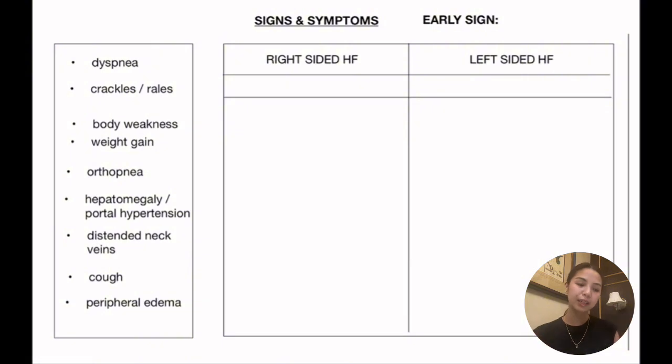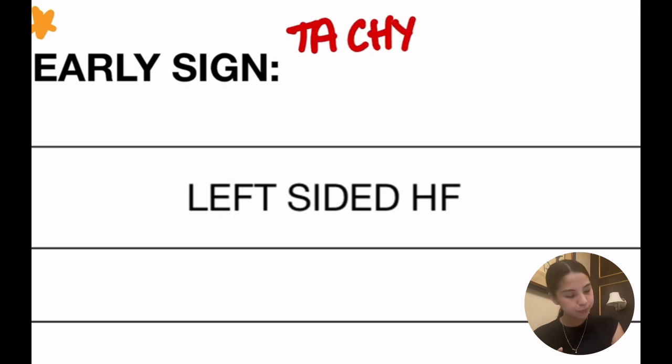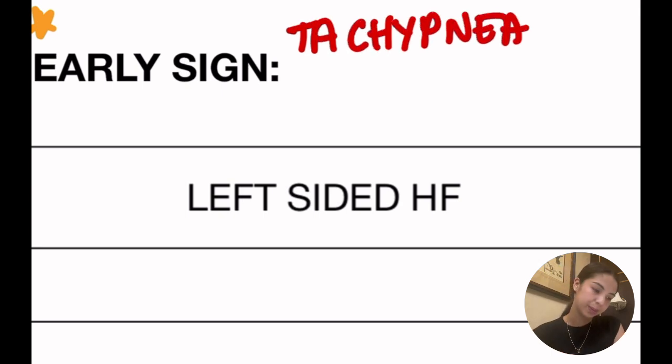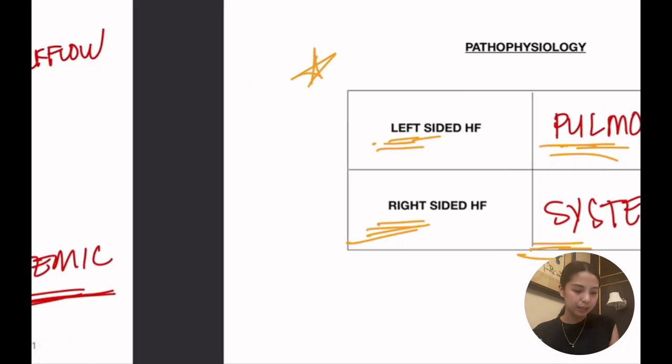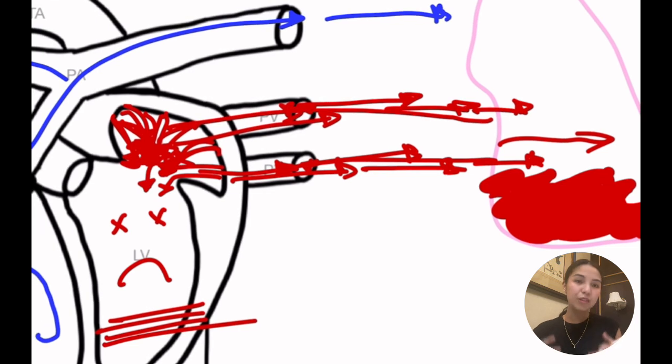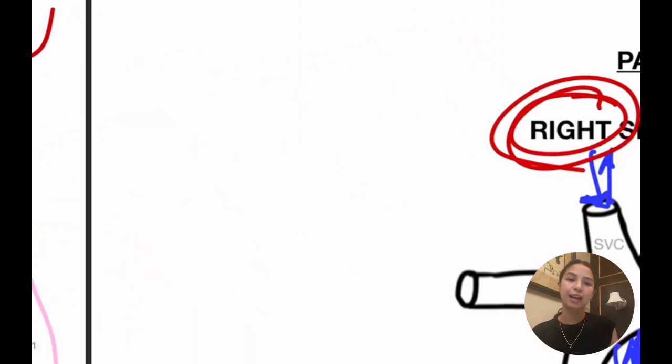What I want you to remember, early signs and symptoms of your heart failure, there's two. Important. Put a star on this as well. Tachypnea and tachycardia. Basically it's an early sign. For example, tachypnea, you will have difficulty breathing when there's a lot of blood that pools over here, right? So that's an early sign of heart failure.